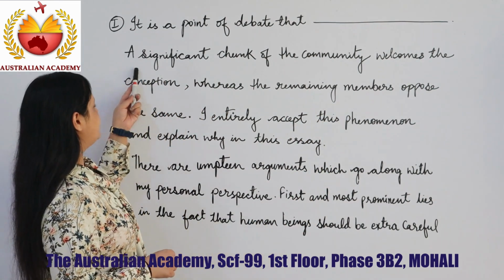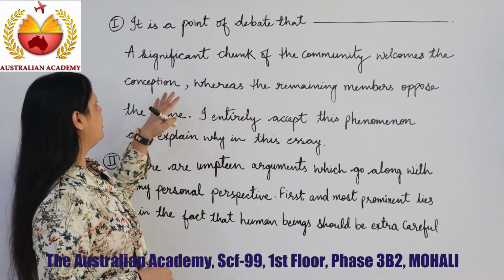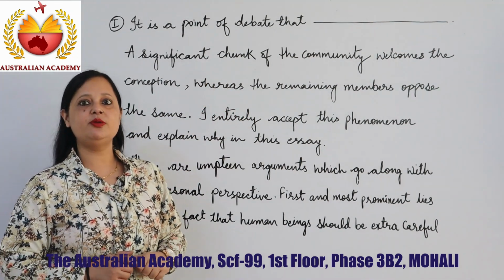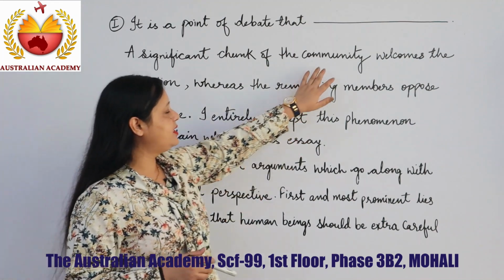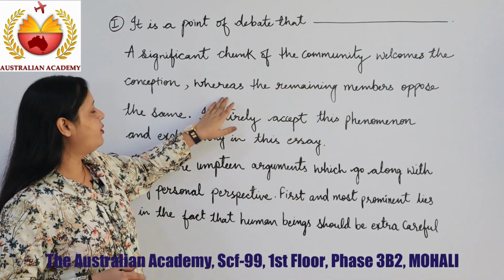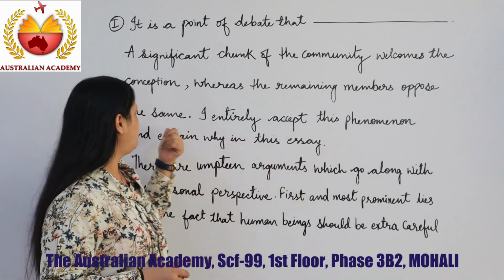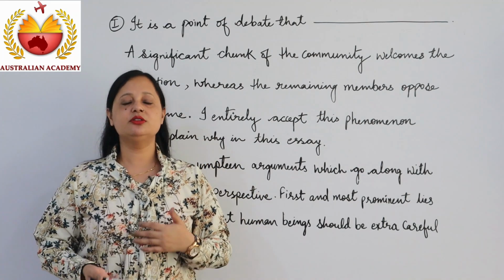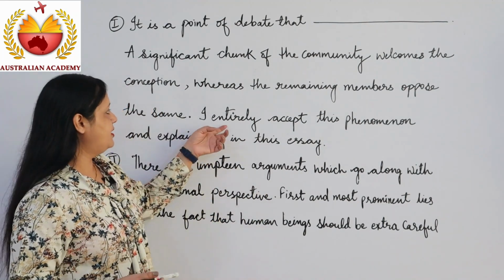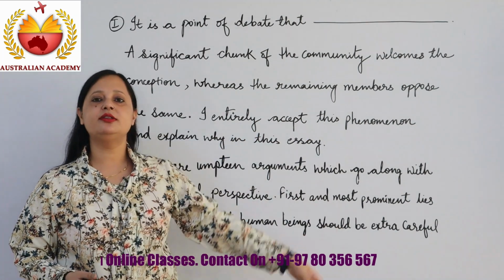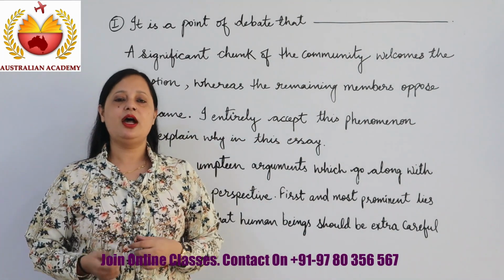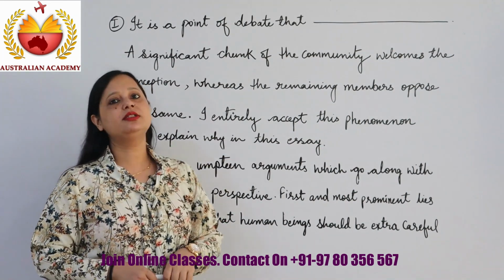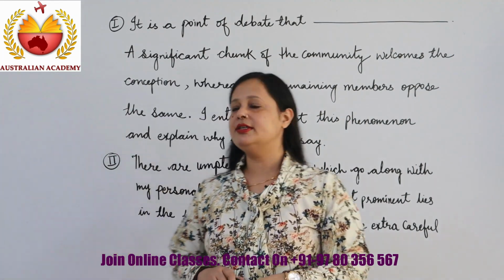Then the second paragraph: "A significant chunk of the community welcomes the conception." Significant chunk means majority, a large group of people. So the large group of people is in favor of the statement, whereas however the remaining members oppose the same. So the remaining members oppose the same means the remaining members do not agree with it. "I entirely accept this phenomena." I entirely accept this phenomena means I completely agree with this topic, this statement, and I am going to explain in this essay why it is happening.